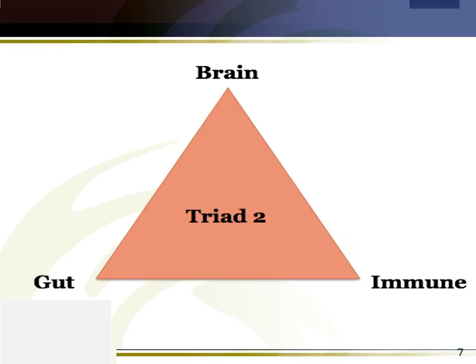The second triad, gut, immune, brain, has to do with three bodily systems that are really tightly tied together. It's the digestive tract, it's the immune system, both adaptive and innate, and then it's the central nervous system, and how these three bodily processes or organ systems connect with each other. They are so tightly tied together that they're really considered one unit when you look at the research.